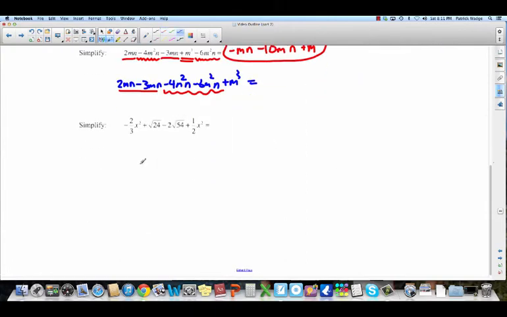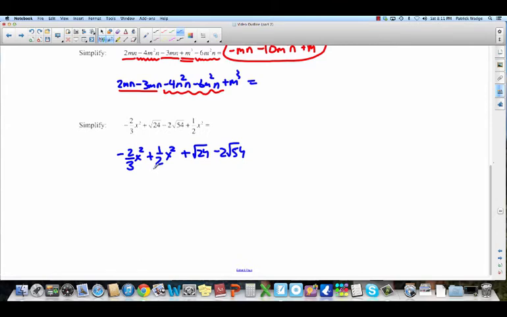Okay, one more of these. This one's a little tricky. What we have here is negative 2/3 x squared, and the like term with that is this plus 1/2 x squared. Then we have plus root 24 and minus 2 root 54. These are like terms because there's no variables in those. They're just constants. And so constants are like terms with one another. Alright, so we can combine these first two terms. We can keep the x squared the same, and we have to add the coefficients.